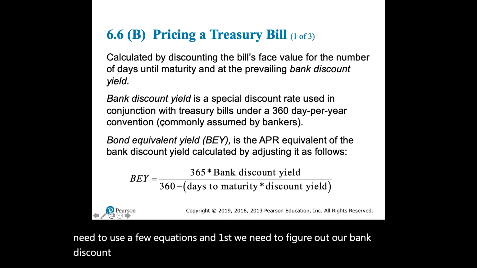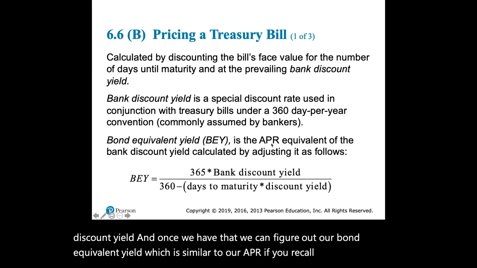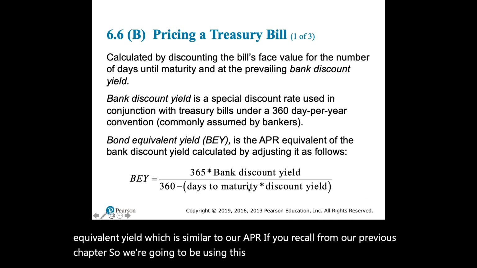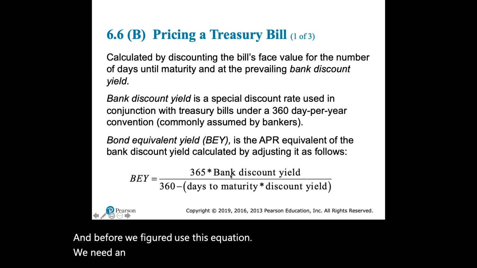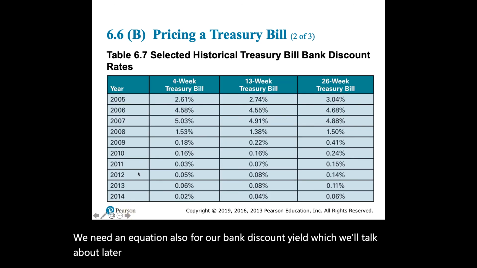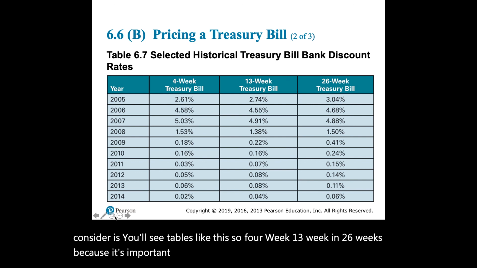So we're going to be using this equation here. But before we use this equation, we need an equation also for our bank discount yield, which we'll talk about later on. Also, in terms of pricing, another important table to consider is tables like this: 4-week, 13-week, and 26-week. It's important to understand that in our equation, we need to know the days to maturity. So we need to reference tables like this to be able to precisely calculate it with our formulas.